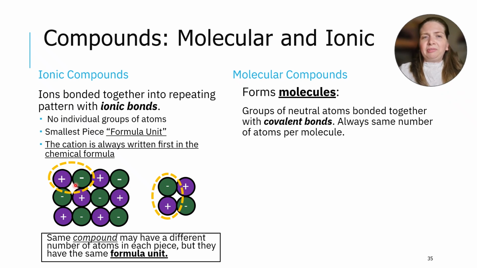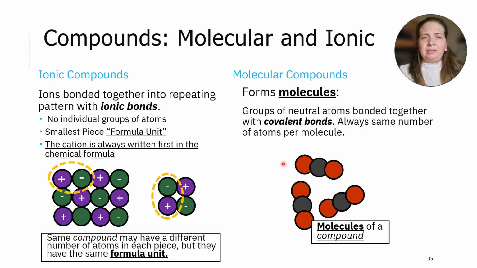In the chemical formula for an ionic compound, the cation, or positively charged ion, is always written first, and the anion, or negatively charged ion, is always written second. Molecular compounds consist of groups of neutral atoms bonded together by covalent bonds. Each individual molecule contains the same number of atoms.